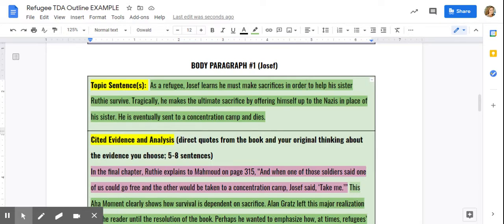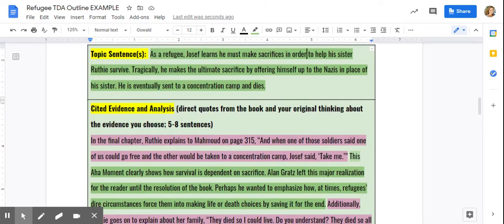So I went to the Joseph story and I found on page 315, right towards the end of the book, I think it's the last chapter, in fact, where Ruthie, his sister, is talking to Mahmoud. And so here comes my evidence. I do want you to notice how I introduce the evidence. I can introduce where I found it. So I put, in the final chapter, Ruthie explains to Mahmoud on page 315.